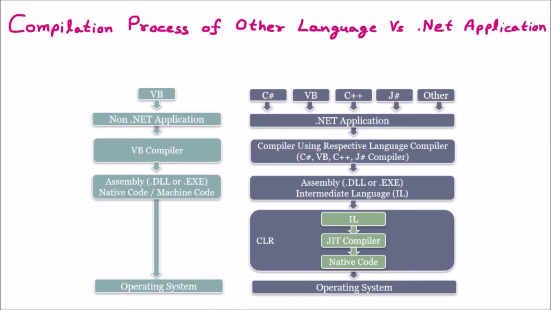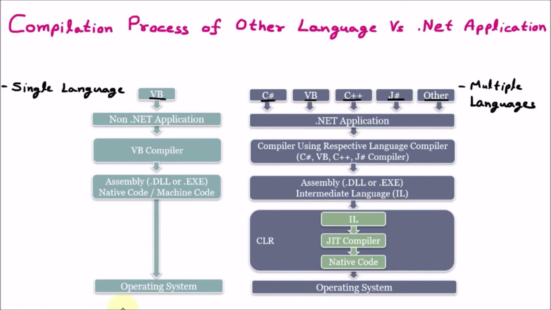So the first thing we should understand is that in other languages we are having a single programming language. Let's say if we talk about VB here, this one is a single language, it can be C, C++, but if we talk about .NET, here we are having multiple languages. Here you can see that we are having C Sharp, VB, C++, J Sharp, any other language. So in .NET we are having multiple languages.